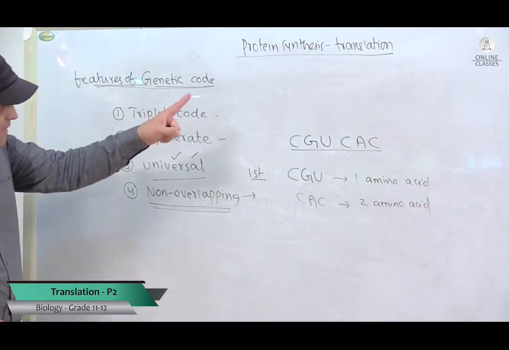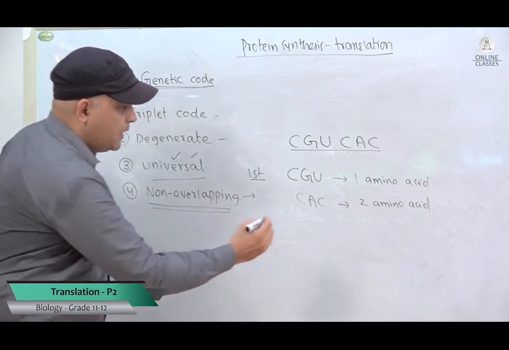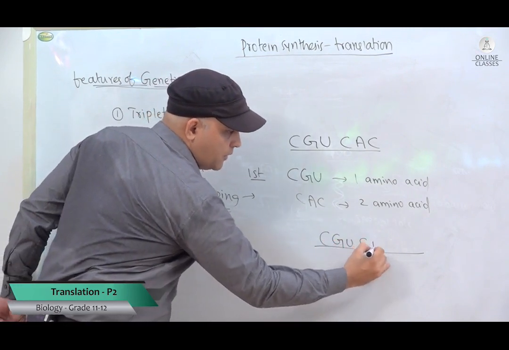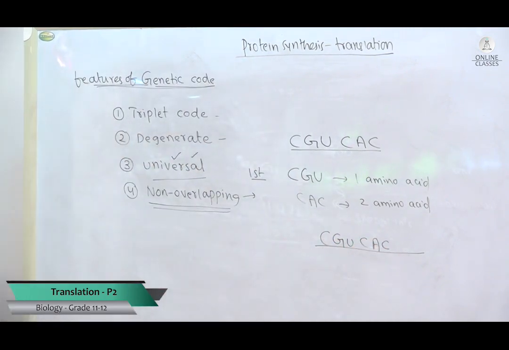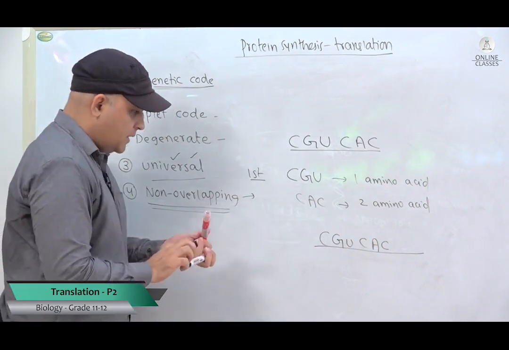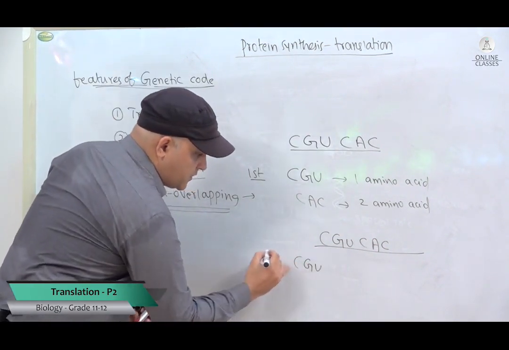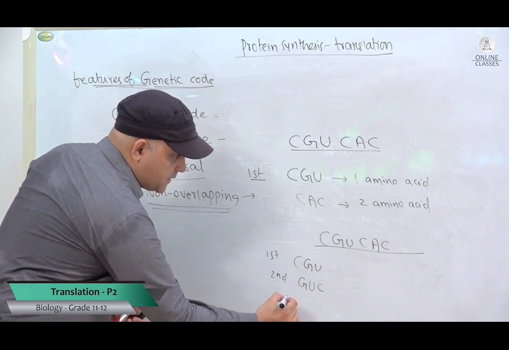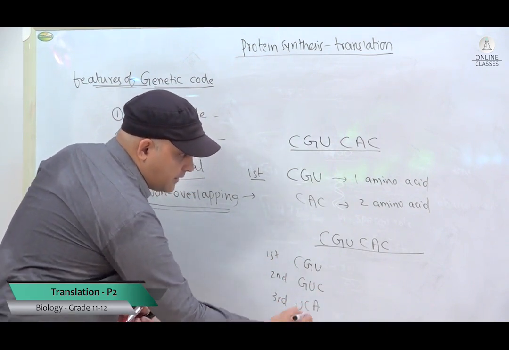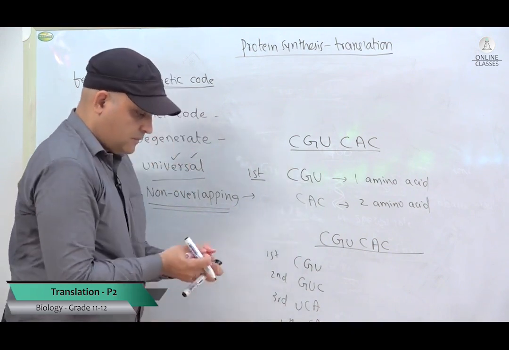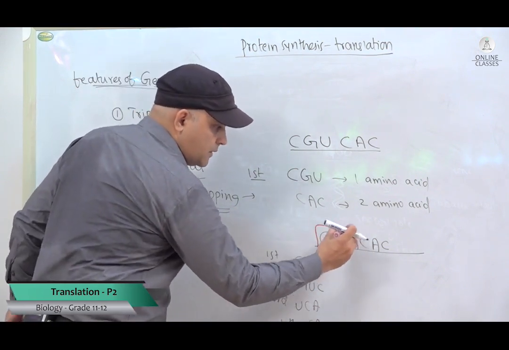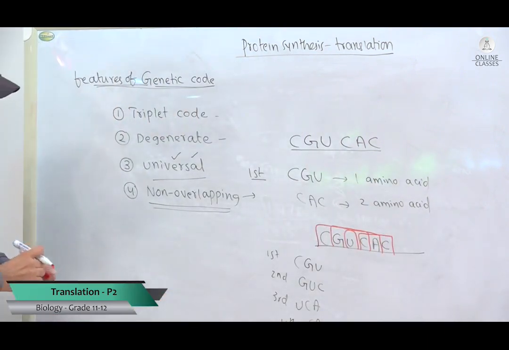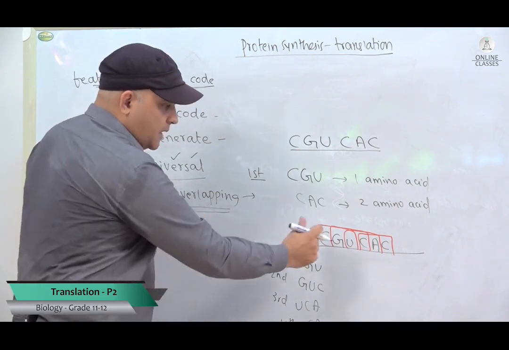What if I tell you the same code, if it were overlapping, would be coding for 4 amino acids. Let's say CGU, the same code, CAC. Let's say it's read like this. The first codon is CGU. The second codon is GUC. The third codon is UCA. And the fourth codon is CAC. So the code is read like this: the first codon, the second codon, the third codon, and the fourth codon. If the code were like this, it would be called an overlapping code.